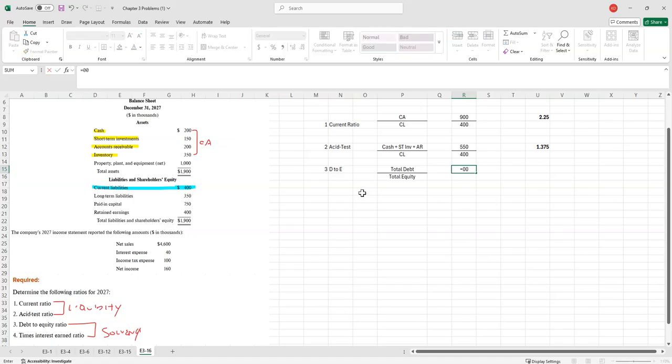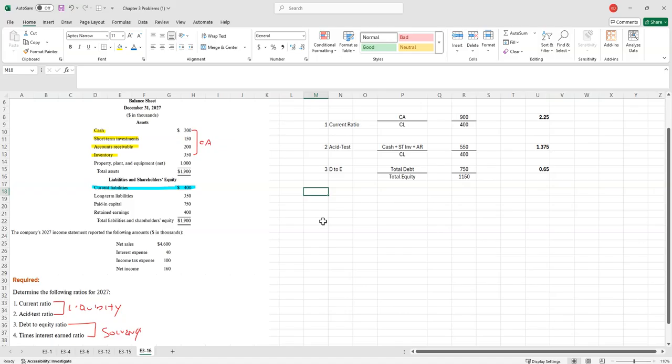So it will be the 400 plus the 350. And then our equity down here, the APIC and the retained earnings, will equal 750 plus 400. Nothing too bad on that one. So we'll do 750 divided by 1150. We are looking at, rounded, 0.65 for our debt to equity ratio.